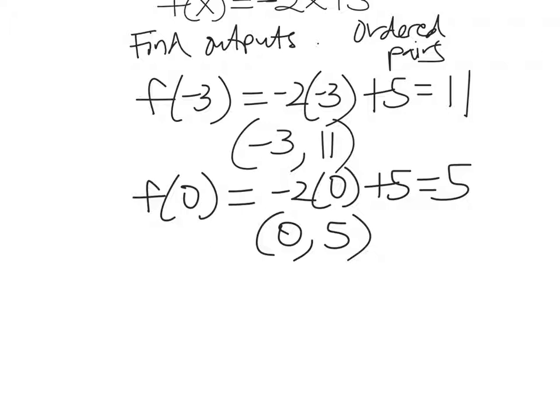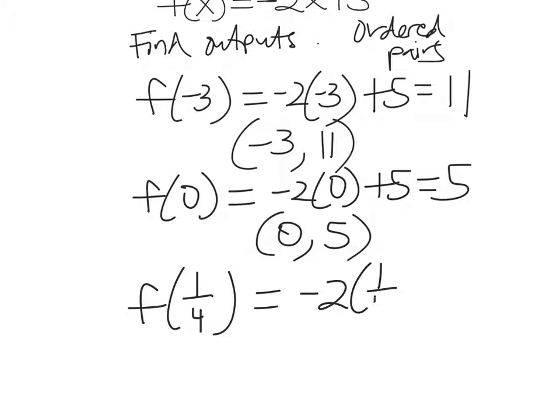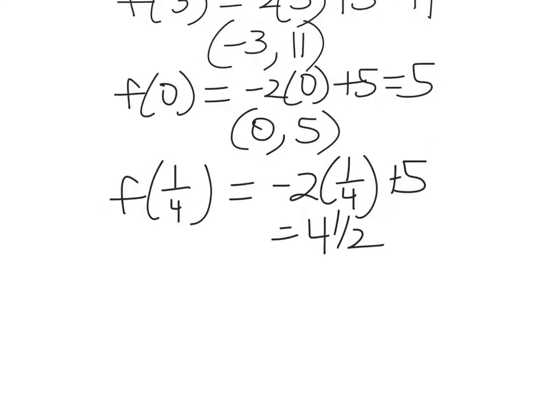And then they make you do fractions. F of 1/4, which is not an integer. 1/4 goes in, and you get negative 2 times 1/4 plus 5. Fractions, right? Negative 2 times 1/4 is negative 1/2. What's negative 1/2 plus 5? How about 4 1/2? You can use decimals if you prefer. And our point would be 1/4, comma 4 1/2.